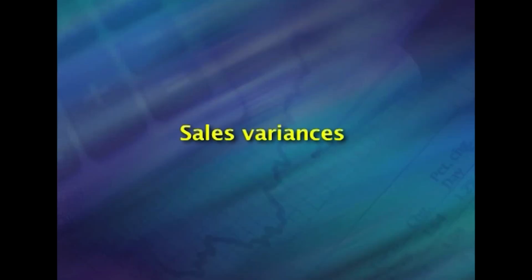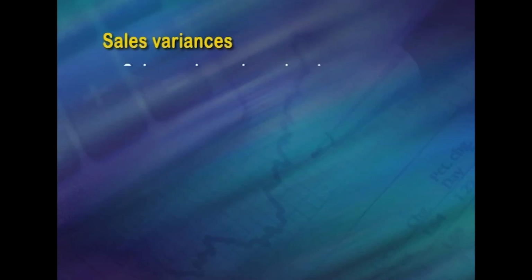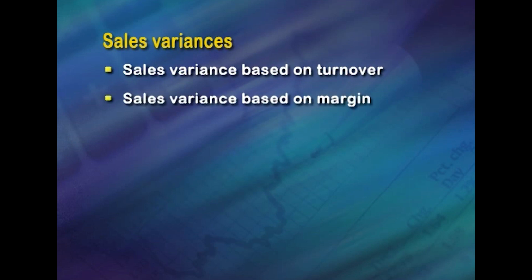Sales variances. It is the difference between the actual value of sales achieved in a given period and the budgeted value of sales. There are many reasons for the difference in actual sales and budgeted sales, such as selling price, sales volume and sales mix. Sales variance can be calculated by using any of the following two methods. One is the sales variance based on turnover. Second is the sales variance based on margin.